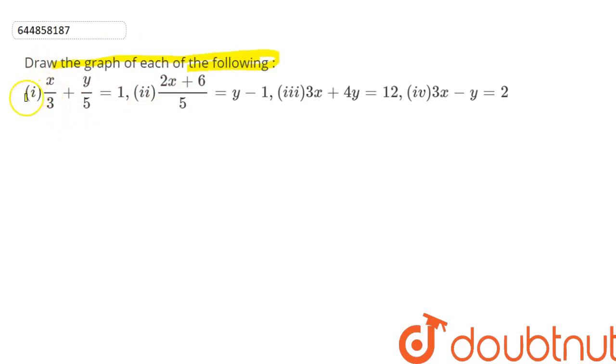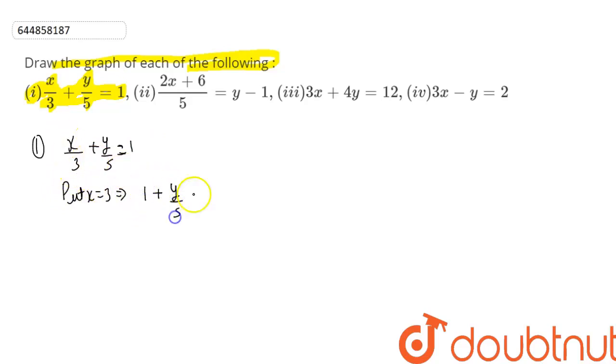So here we are given the first equation as x by 3 plus y by 5 is equal to 1. So let us first consider this first given equation. Now in this equation we are going to put x equals 3. If we put x equals 3, then we get 3 by 3, that is 1, plus y by 5 is equal to 1.